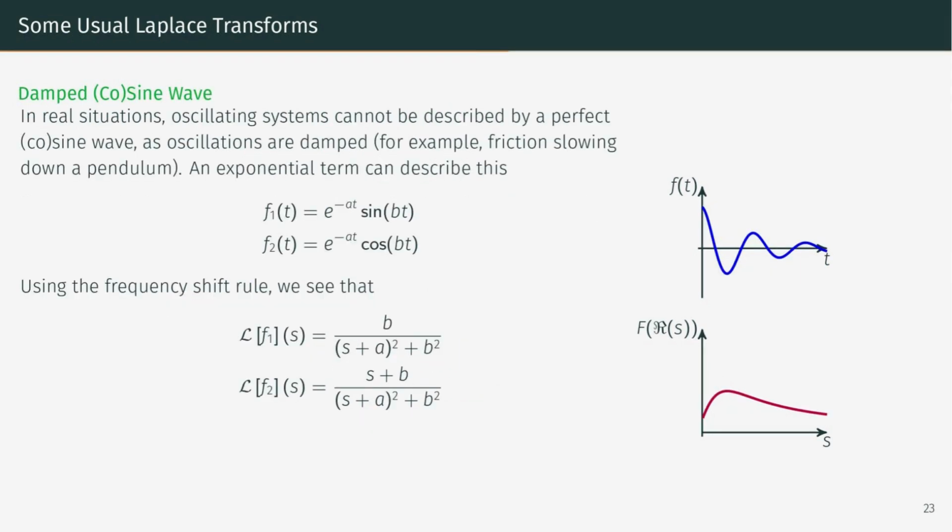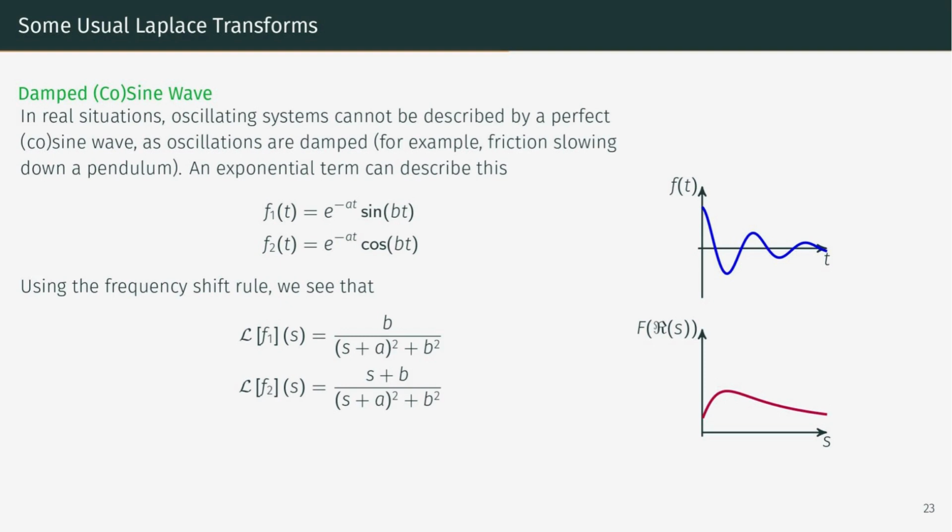In real situations, oscillating systems cannot be described by a perfect cosine wave as the oscillations are damped. For example, consider friction slowing down a pendulum. We can describe this by an exponential term such that f1 of t equals e to the negative at sine of bt, and f2 of t equals e to the negative at cosine of bt.